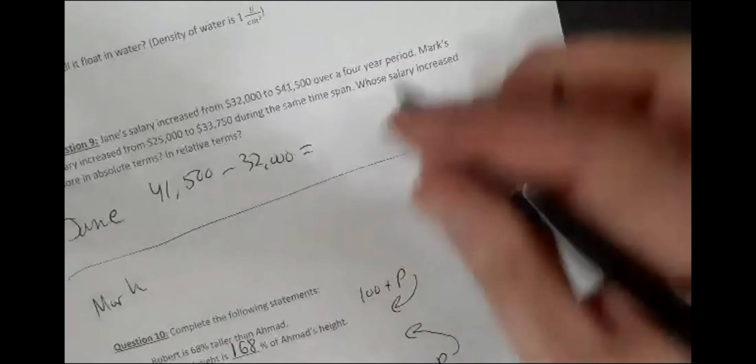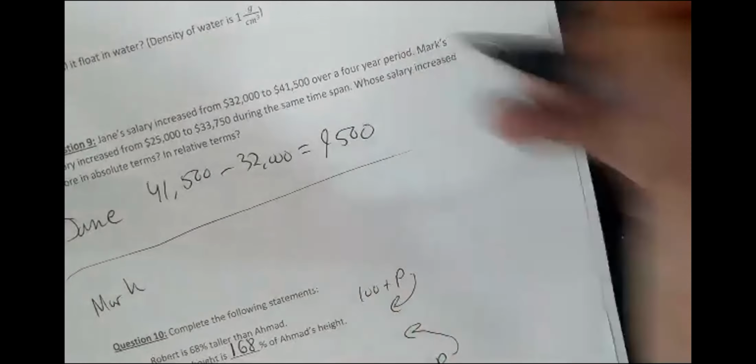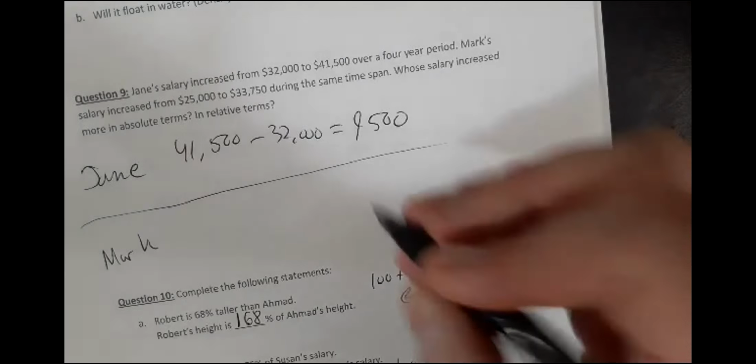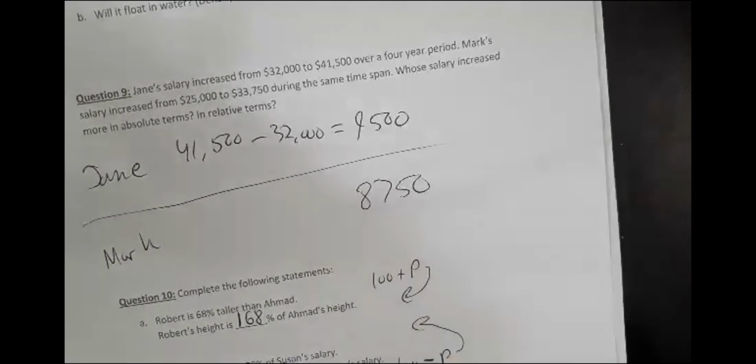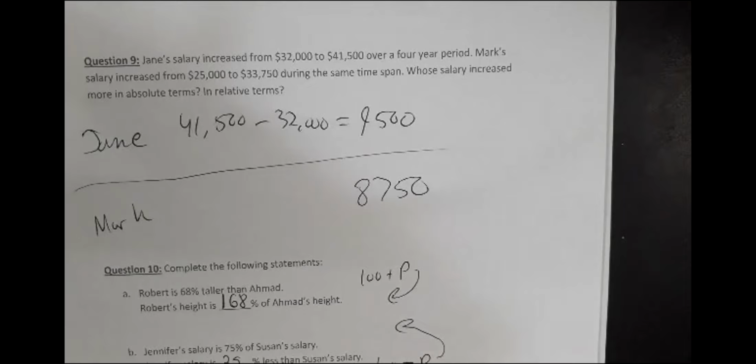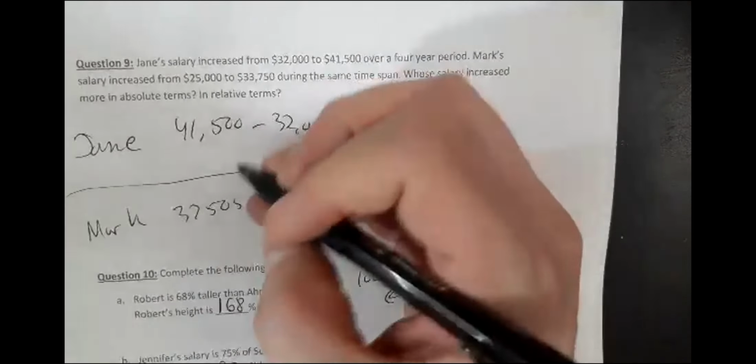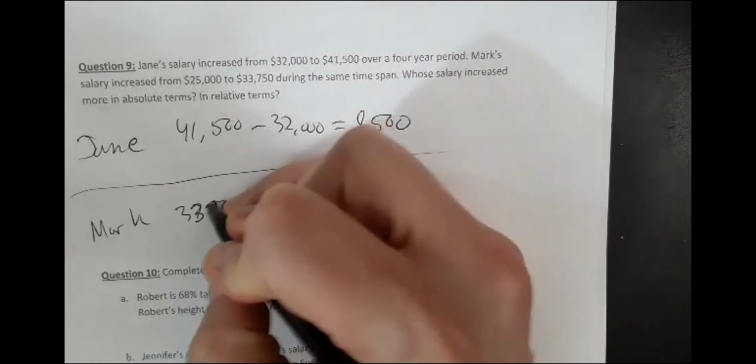So between those two, I'm getting 9,500. And then Mark is going 33,750 minus 25, which is going to be 8,750. So who increased more absolutely? It looks like Jane is a little bit more.